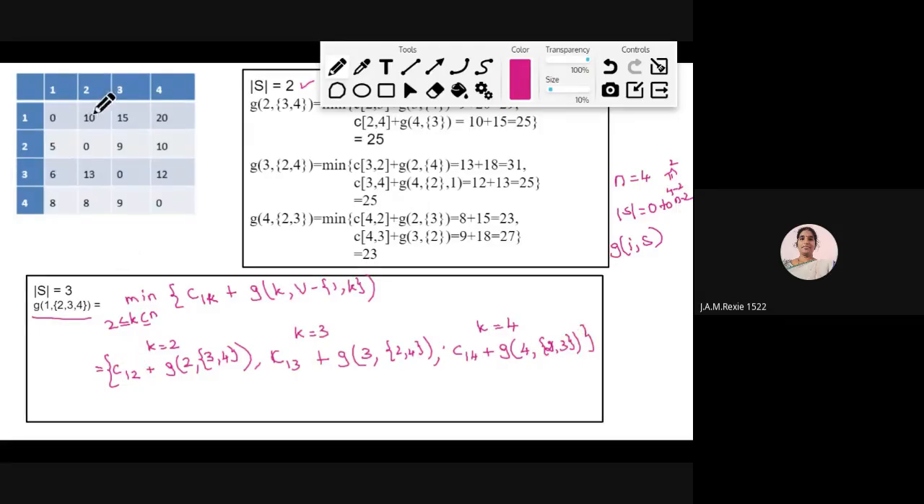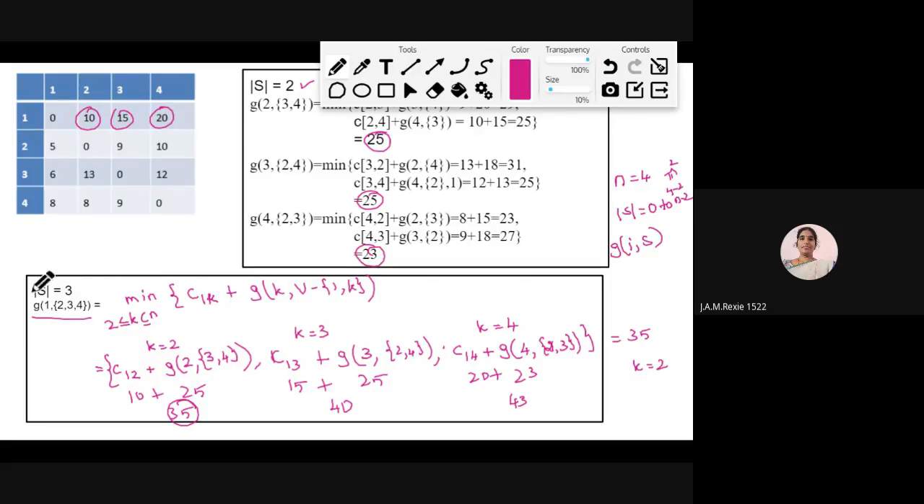So C12, we are having the cost is 10. 10 plus G of 2,3,4 is 25. Then we are having C13. C13 is 15. 15 plus G of 3 comma 2,4 is 25. Then C14 we are having is 20 plus G of 4 comma 2,3 is 23. And we are getting 35, and here 40, and here 43, which is least. 35 is the least value, for which K is equal to 2. So this has to be recorded.